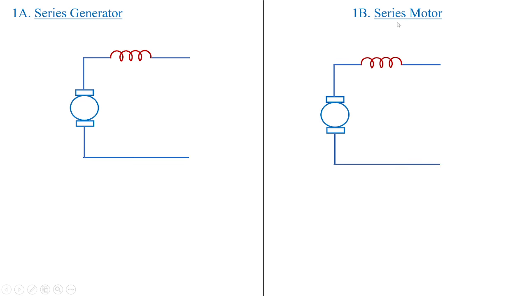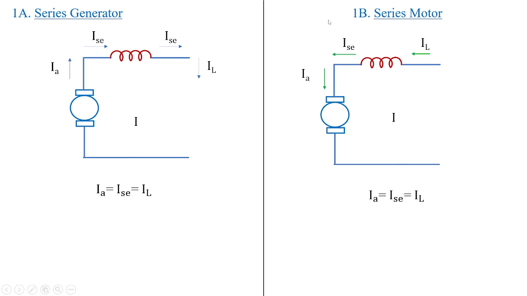This is also in the motor. Also, you can see the rotating part is connected in series with the field winding, and the current, be it armature current, series field current, or the load current, is one and the same in the case of the series generator. In the case of the motor also, the armature current, the series field current and line current are almost the same.